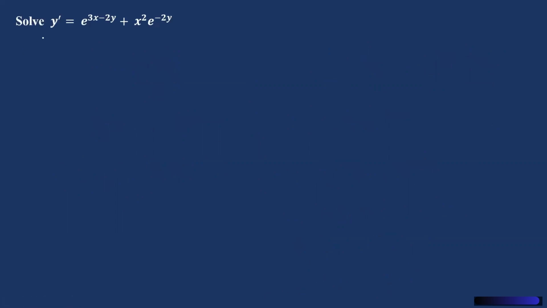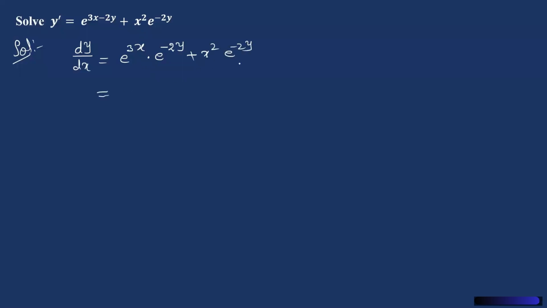Look at this problem, the first one. Solve y prime is equal to e power 3x minus 2y plus x square into e power minus 2y. I'm just writing the given equation once again, dy by dx is equal to, and we need to first observe whether we can apply the variable separable method or not. So for that, I'm rewriting the right hand side. Look at the first term. You have e power 3x minus 2y, but I'm writing it as e power 3x multiplied by e to the power of minus 2y. Then plus x square times e to the power of minus 2y.